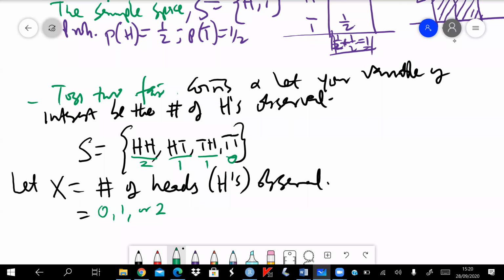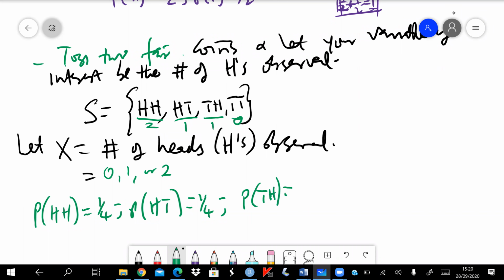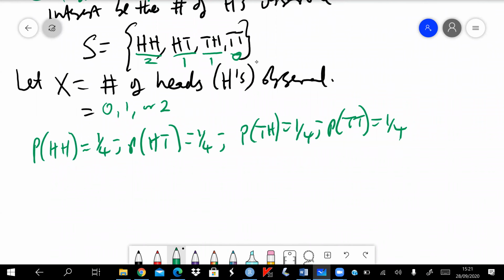So for instance, what is the probability of observing 2 heads, H and H? What's the probability of getting head followed by a head? Any ideas? Yeah? A quarter. Quarter, 1/4. The probability of getting a head followed by a tail is? A quarter still. The probability of getting a tail followed by a head is also a quarter. And the probability of getting, I'll explain later why that is so, it's also a quarter.